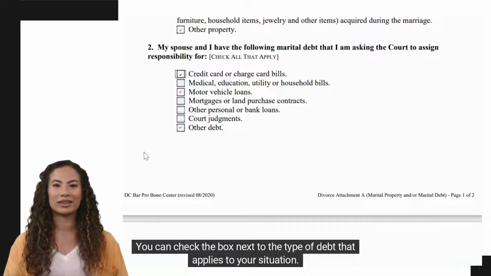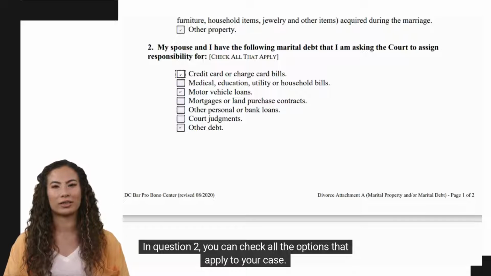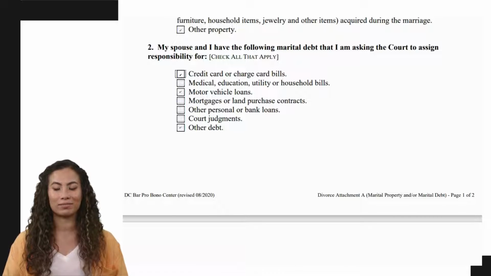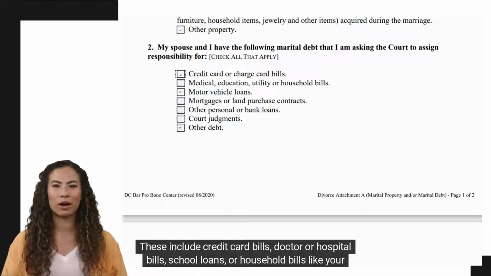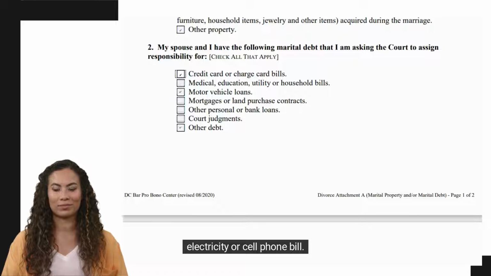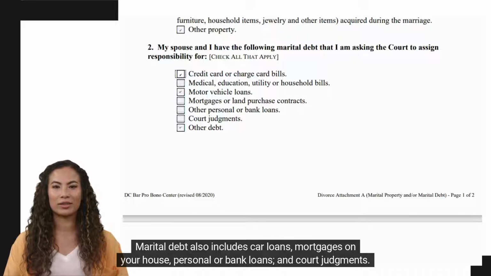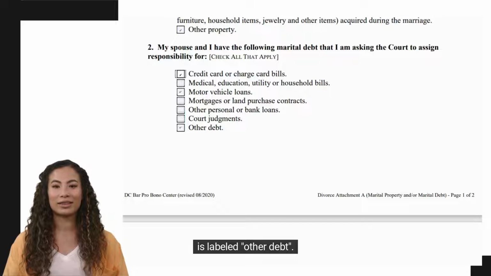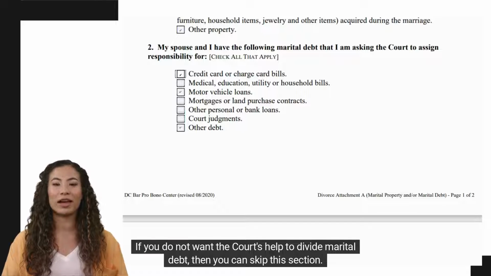You can check the box next to the type of debt that applies to your situation. In question 2, you can check all the options that apply to your case. Look at the list and see if you and your spouse have any of these debts. These include credit card bills, doctor or hospital bills, school loans, or household bills like your electricity or cell phone bill. Marital debt also includes car loans, mortgages on your house, personal or bank loans, and court judgments. And if you want the court to divide other debt that is not listed, there's an option you can choose that is labeled Other Debt. If you do not want the court's help to divide marital debt, then you can skip this section.